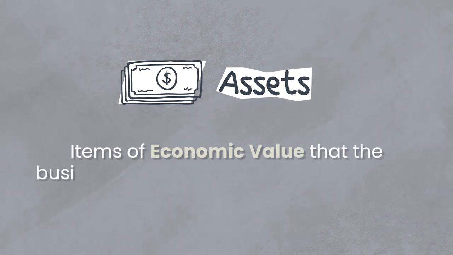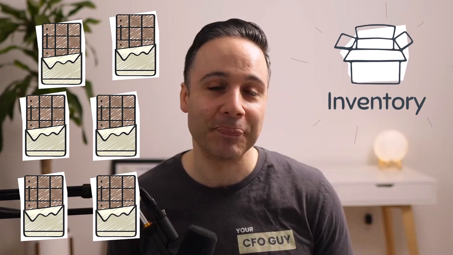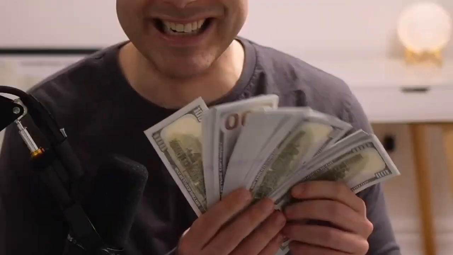Okay, let's start with assets. The literal definition here is items of economic value that the business owns or substantially controls. So what are some examples of assets for our chocolate bar business? Well, the most obvious is going to be chocolate bars, but companies oftentimes refer to that as inventory. Inventory is just one type of asset. There are a never-ending list of other examples of assets, like, well, my favorite asset, cash money.